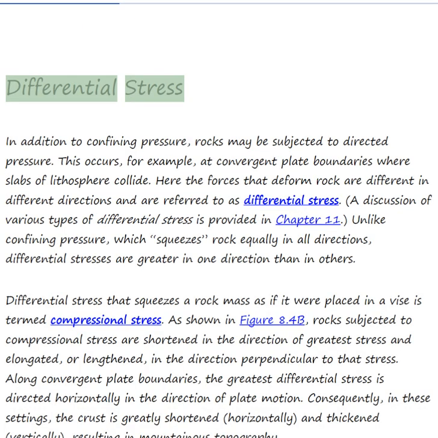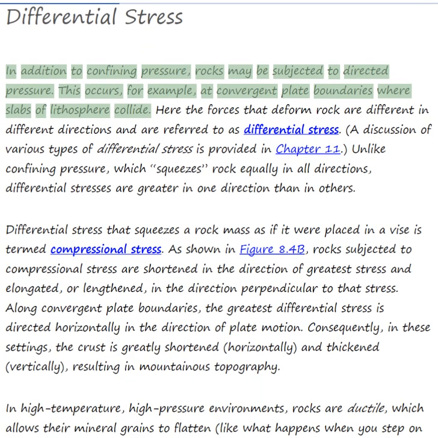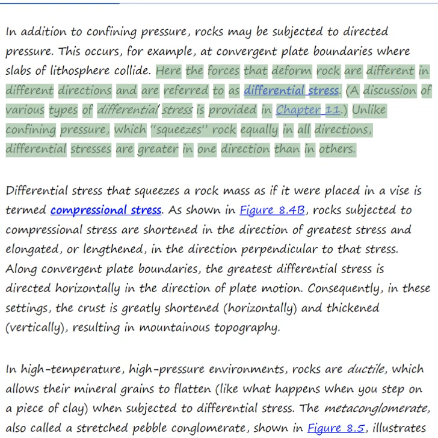Differential stress. In addition to confining pressure, rocks may be subjected to directed pressure. This occurs, for example, at convergent plate boundaries where slabs of lithosphere collide. Here the forces that deform rock are different in different directions and are referred to as differential stress. Unlike confining pressure, which squeezes rock equally in all directions, differential stresses are greater in one direction than in others.